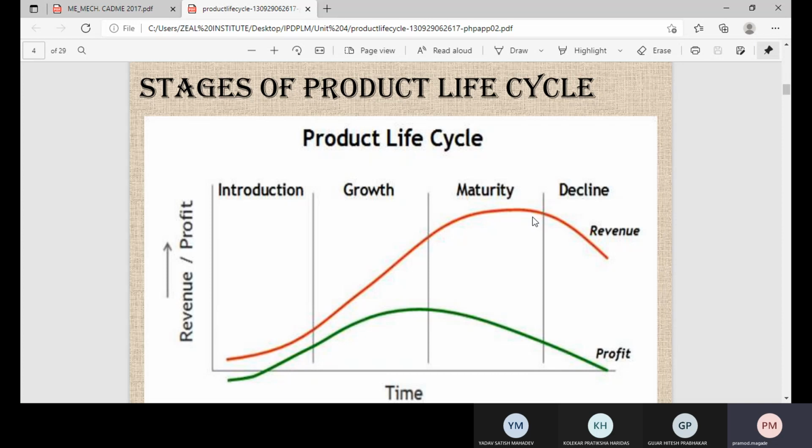Have you understood this? Yes, sir. Okay, just draw this curve, the product life cycle.